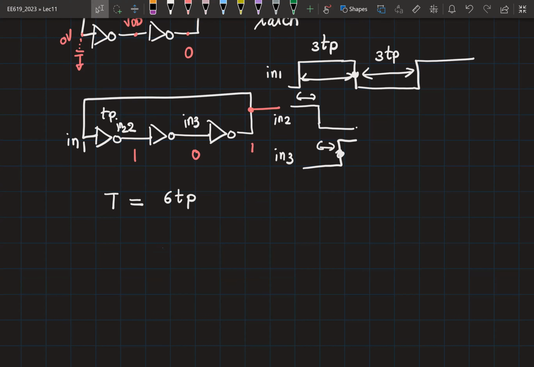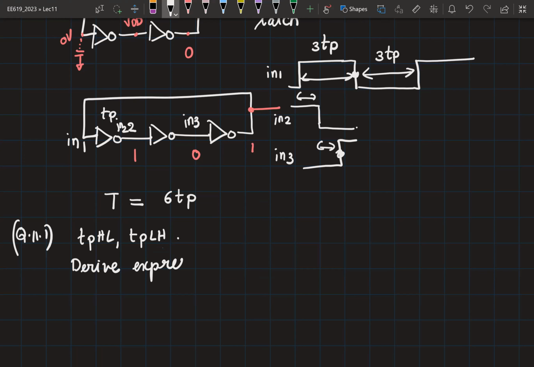Okay, so now here is a quick question for you. You can think about this and find the answer. Let's say instead of TP, I'm telling you the values of TPHL and TPLH. So derive the expression for frequency in terms of TPLH and TPHL. You can think about this problem. But of course, once I have the time period, I can calculate the frequency as f equal to 1 by 6 TP. So if I had n stages, instead of 3 stages, this would simply become 2n TP.